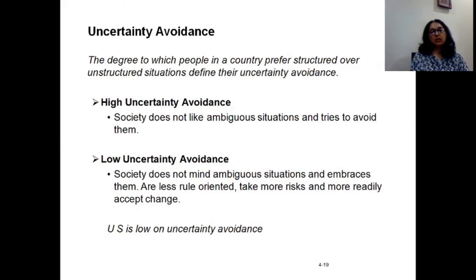Uncertainty avoidance is the degree to which people in a country prefer structured over unstructured situations. A culture which is high on uncertainty avoidance does not like ambiguous situations and tries to avoid them. They are more into formulating rules and making systems so that they can avoid any kind of uncertainty, as opposed to a culture which is low on uncertainty avoidance. Here, people are more casual and are not into making too many rules. They are less rule oriented, and in a way, they take risks and more readily accept change.